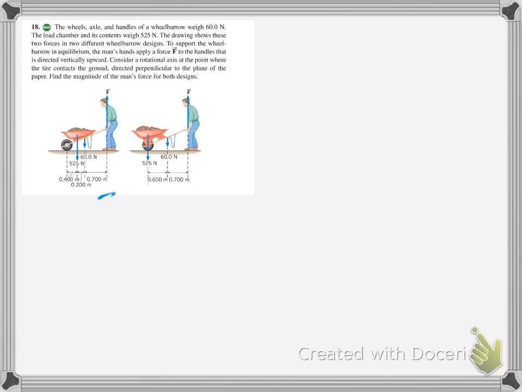Okay, this sounds like it's a crazy problem, but if you really read into it, it's actually quite simple. First thing you want to do, at least in my case, is just redraw the drawing where it's more understandable and less cartoon-like. So you know that it's negative 525 newtons pointing down. You know that it's negative 60 newtons pointing down. And then now you know that F is positive pointing up. F stands for the man's arms.